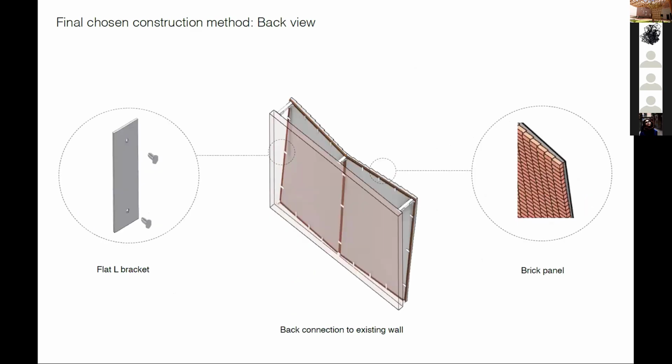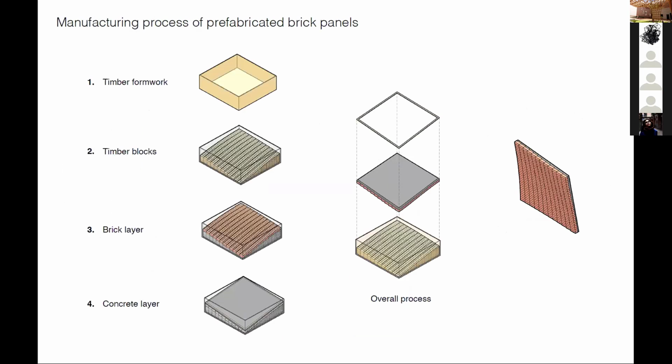These diagrams illustrate how we're proposing to attach the brick panel to the steel framing with the use of flat steel brackets and bolts. Moving on here, we show the processes involved in making a single brick panel. This will be done using timber formwork and an array of timber blocks that allow us to achieve the appropriate form. After this is set up, one layer of bricks is placed, and then a substrate layer of concrete is poured on top to bond the brickwork together.